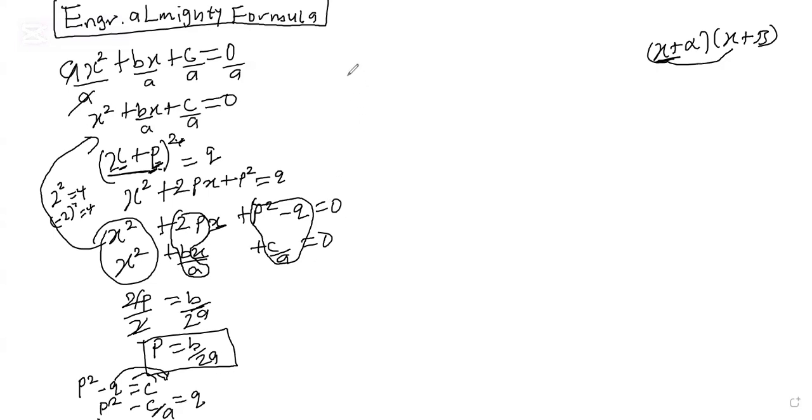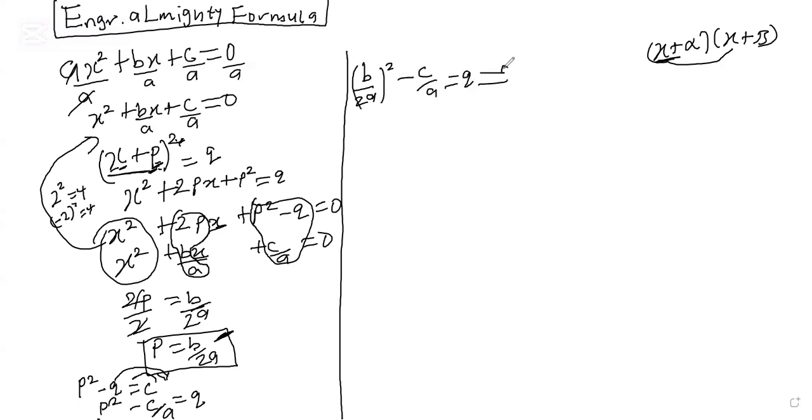Now, what is the value of p? We are going to substitute the value of p here. p is b all over 2a. So instead of p squared, I'll be having b all over 2a all squared minus c over a. That will be q. This leads us to b squared all over, if I square 2, I'll get 4, then a squared. This equals q.